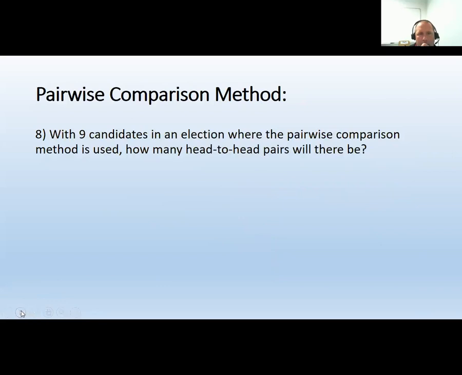Okay, let's try this problem. With 9 candidates in an election where the pairwise comparison method is used, how many head-to-head pairs will there be? Does everybody remember the formula that I listed on problem 1? Anybody remember it? Is it C equals N times N minus 1 over 2? That's right. It's N times N minus 1 over 2. So let me give you about a minute to try that on your own. You have 9 candidates, and we want to determine how many head-to-head pairs there will be.